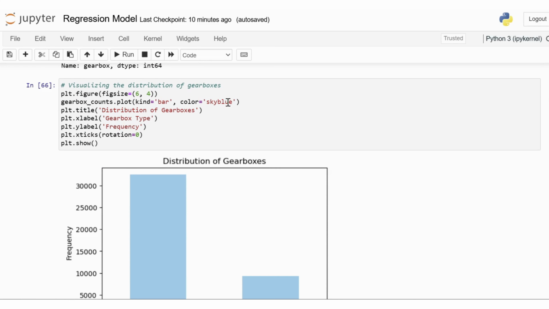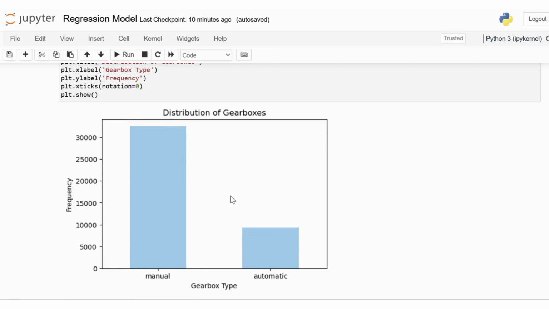So from a proportion-based perspective, the plot clearly shows the dominance of manual gearboxes; they are much more common in this dataset compared to automatic gearboxes. This could be due to regional preferences, the type of cars being sold, or the age of the cars. Proportion: manual gearboxes account for roughly 77% of the cars, while automatic gearboxes account for the remaining 22% approximately.